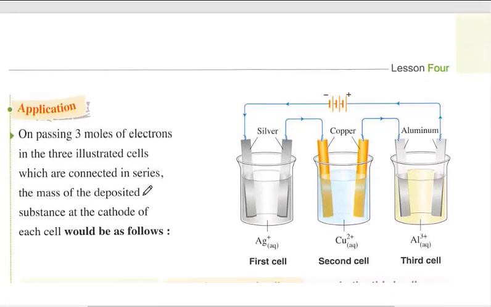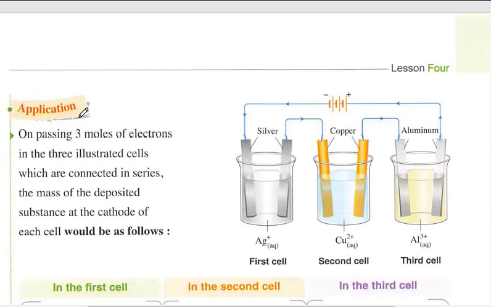So let's speak about some applications of Faraday's first and second laws and how we can understand the use of these electrolytes. In this example, we pass 3 moles of electrons through 3 illustrated cells: silver, copper, aluminum, connected in series as you see, negative, positive. This is the cathode in the case of silver, the cathode of copper, the cathode of aluminum. So the mass of the deposited substances at the cathode of each cell would be as follows.